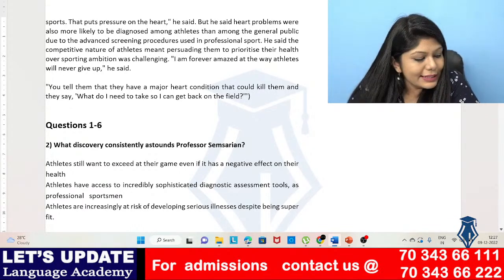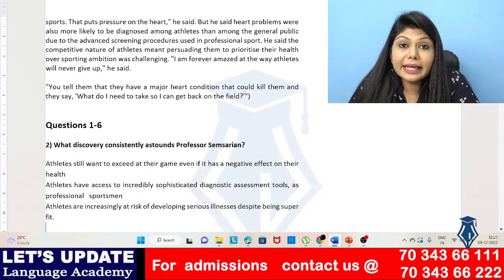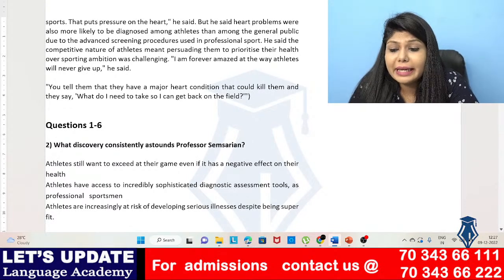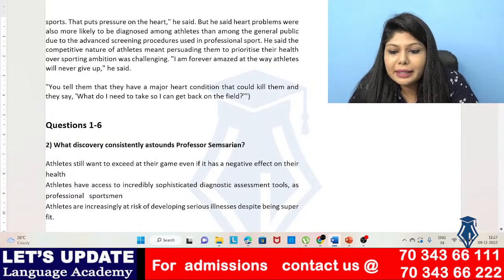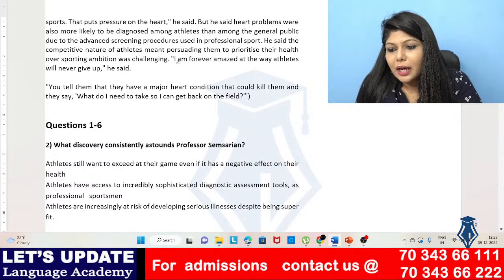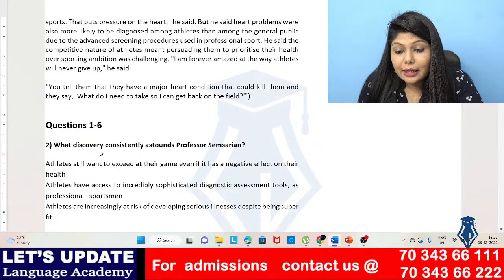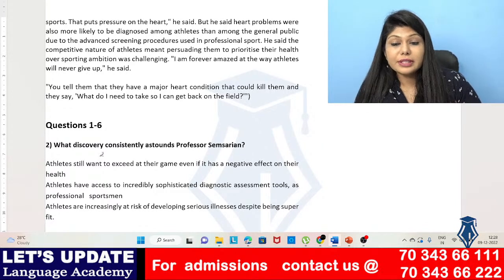That is, athletes still want to excel at their game even if it has a negative effect on their health. Okay, and why is it answer option A? It's because of what they have told us in the final paragraphs, that is, "I am forever amazed." See, what is the question? The question is, what discovery consistently astounds Professor Samsarian?